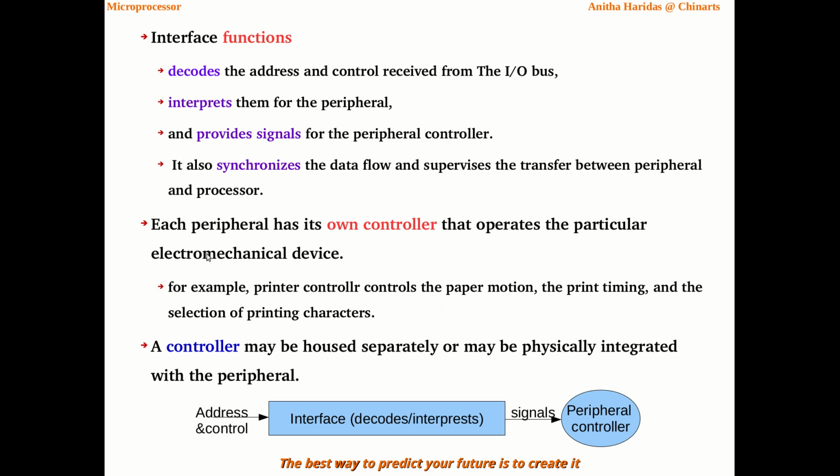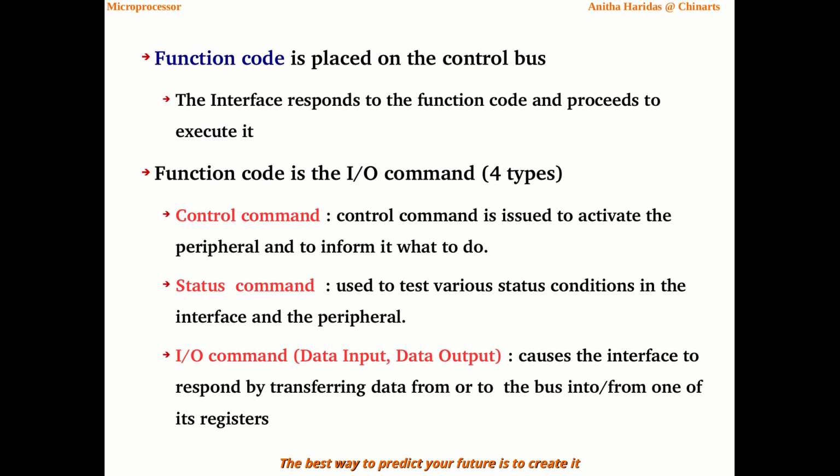So the address and the control signals will be going into the interface. What will the interface do? The interface will decode it and interpret it. So once the interpretation is over, it will provide the signal to the peripheral controller, and then it will wait for the operation to be completed, and during that time it will be managing the data transfer also. So that is what you call synchronization, right? So these are the processes or the functions done by the interface unit.